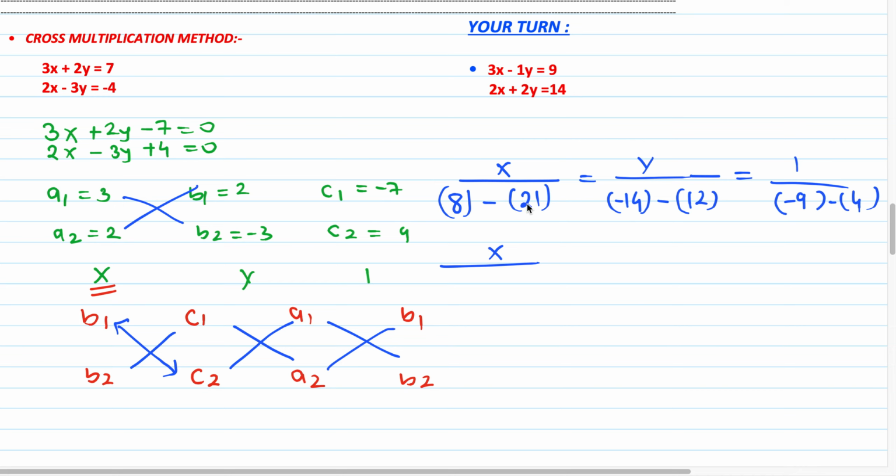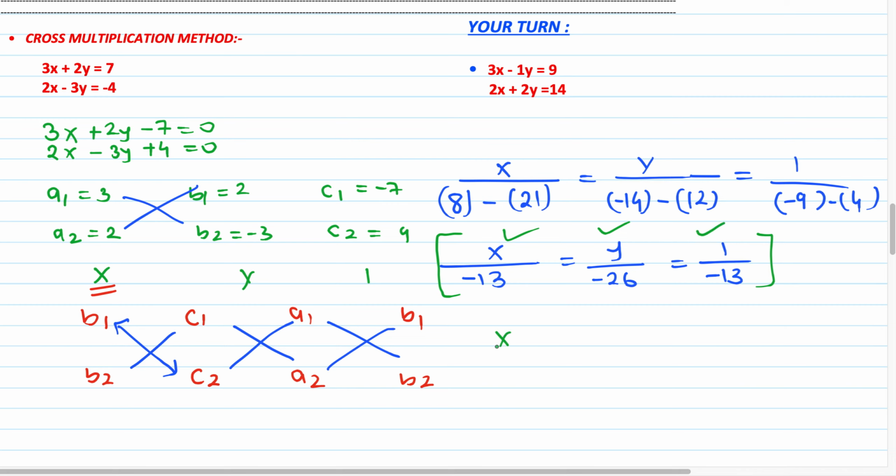Now you have made the equation. x upon 8 minus 21, which is minus 13. And y upon minus 14 minus 12, that is minus 26. And 1 upon minus 9 minus 4, that is minus 13. If I have made it till this step, I have actually got all the answers, because I can now use these two to get the x and y values.